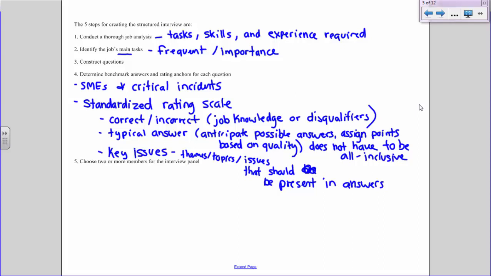Then finally, you need to choose 2 or more members for the interview panel. Again, in an effort to remove individual biases, you need to have more than one person doing the interviews. And it's really best to have a mix of interviewers from multiple levels of the organization, including maybe a supervisor, a coworker, and maybe even a member from HR to really make sure that you're avoiding that bias.